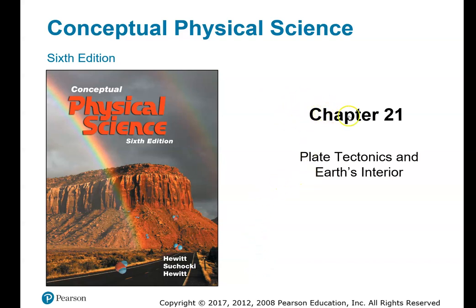We're starting chapter 21 here. So this is dealing with what's called plate tectonics and, of course, studying the Earth's interior. Really, we're answering the question that was ended at in the last chapter, about the rock cycle. Why does the rock cycle happen? What exactly causes rocks to change?